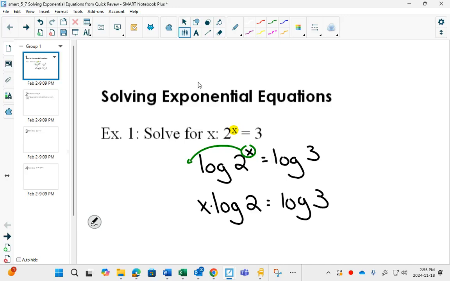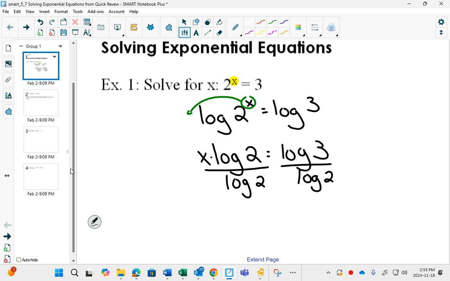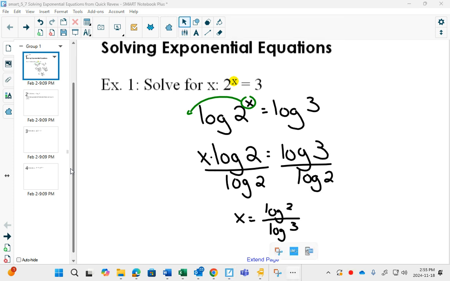So now this x is in a place where we're used to dealing with x. X times a number equals a number, right? If it was like this, you'd have no problem telling me what to do next. To get x by itself, you'd have to divide by 2. So here, to get x by itself, we need to divide by log of 2. And we get that x is equal to log of 2 divided by log of 3. And we're going to get a decimal for that as an answer.